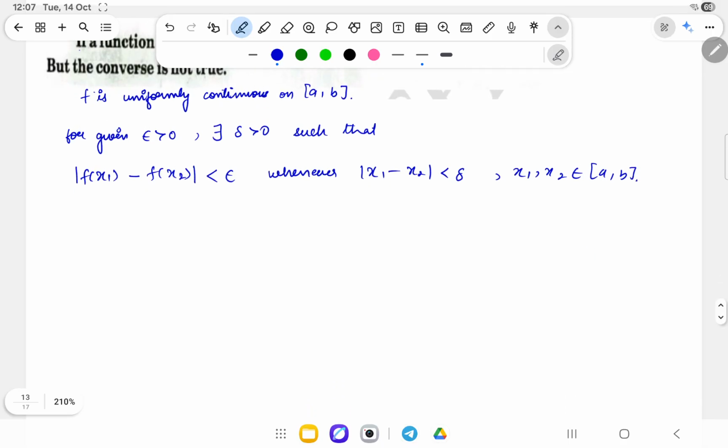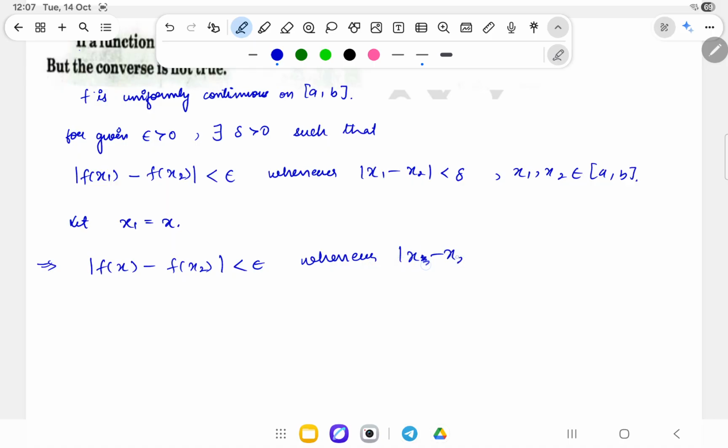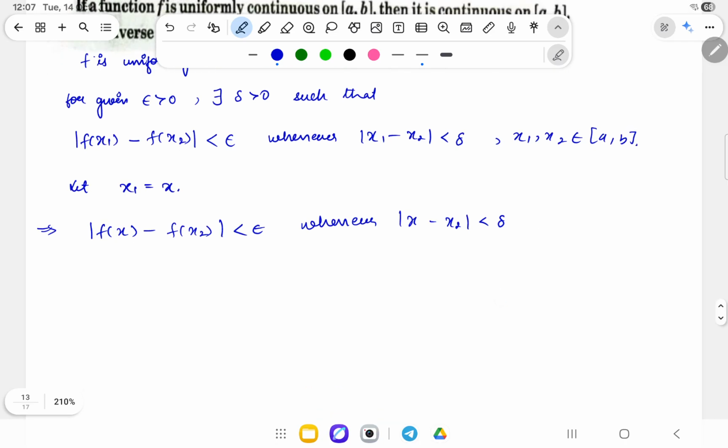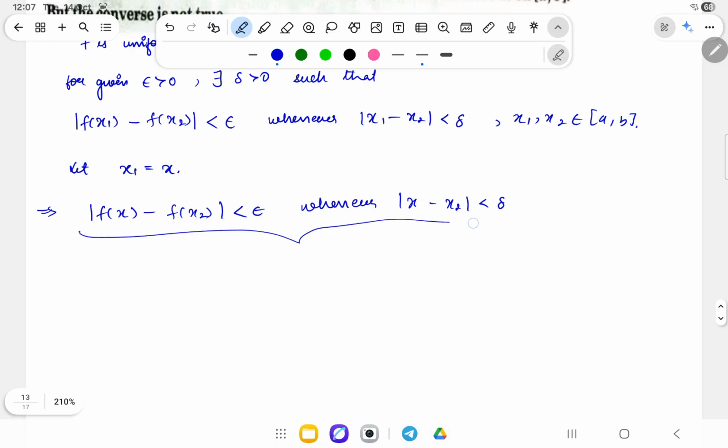Now let's assume that our x1 is equal to x. So the definition will reduce to mod of f(x) minus f(x2) is less than epsilon whenever mod of x minus x2 is less than delta. And here you see that we have taken x1 and x2 arbitrarily from the given interval. So this is basically the definition of continuity only.